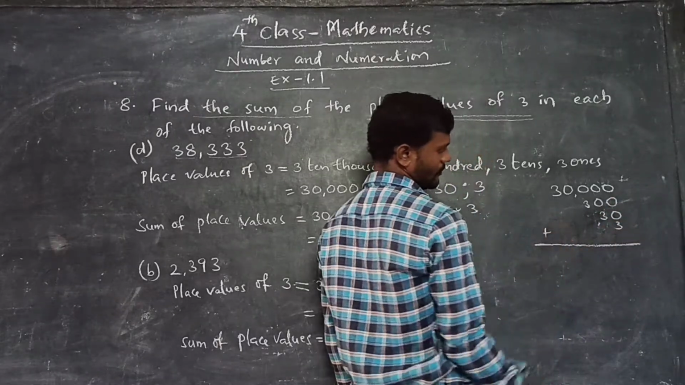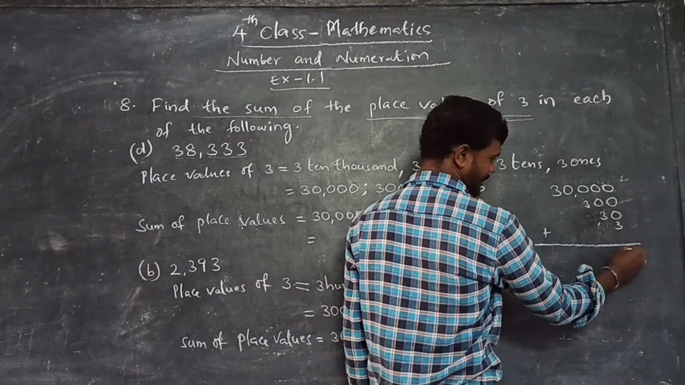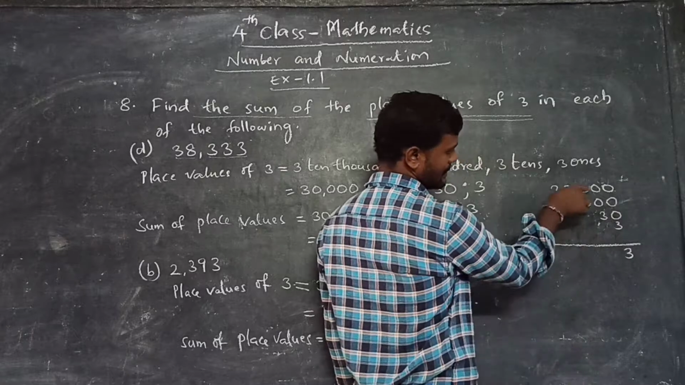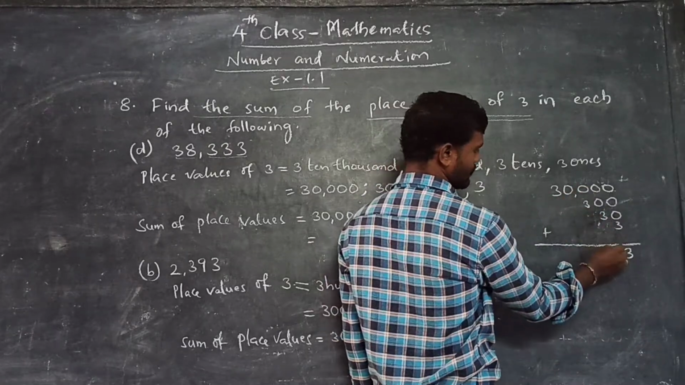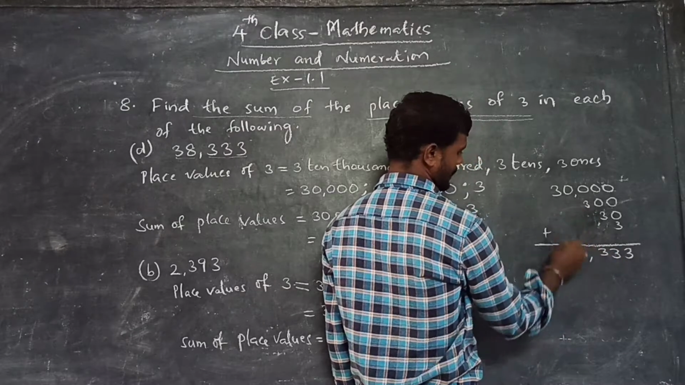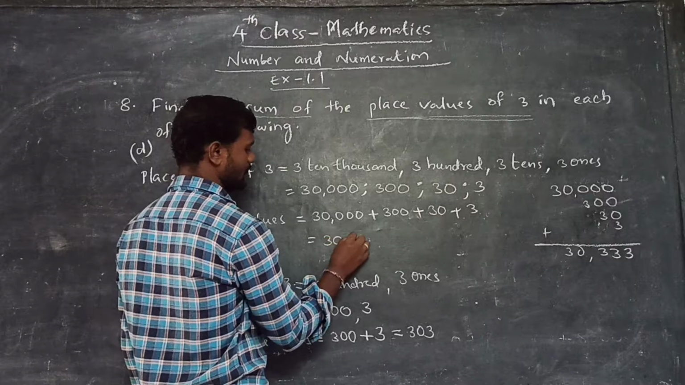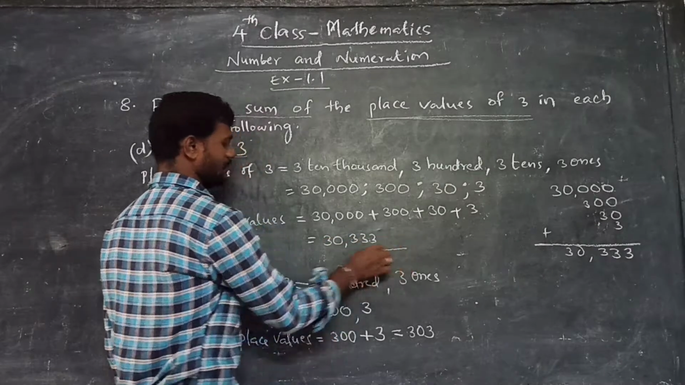Add all of them. 0 plus 0 plus 0 plus 3. What will you get? 3 only. Next, 0 plus 0 plus 3, 3. 0 plus 3, 3. 0 and 3. So what is the answer? 30,333. This is the answer.